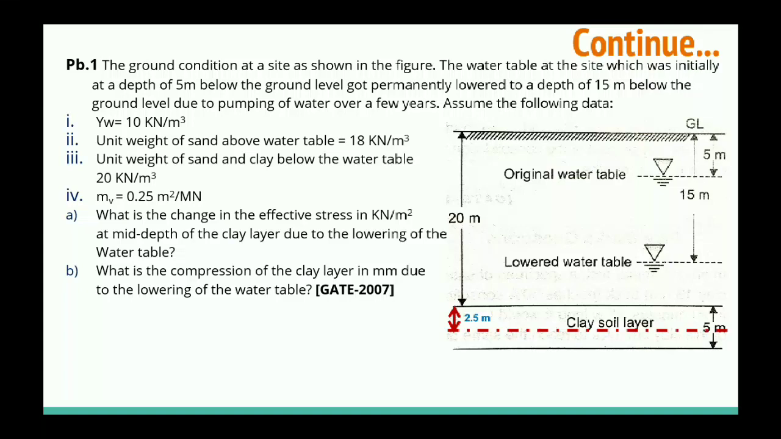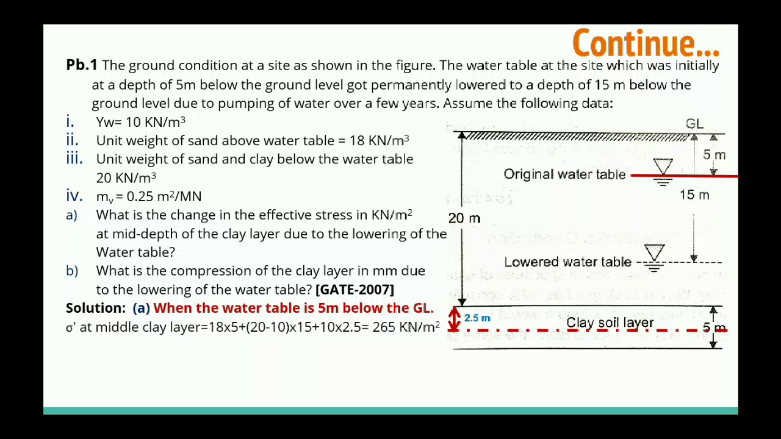For calculating the first part, let's take when the water table is 5 meters below the ground level, that is shown in the figure by the red line. When the water table is 5 meters below the ground level, we can calculate the effective stress at the mid depth of the clay layer, and that we get as 265 kilonewton per meter square.